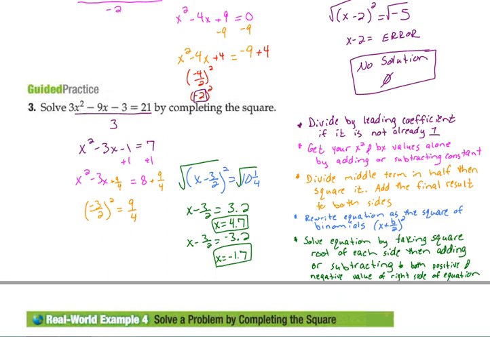Rewrite the equation as the square of a binomial. And then solve by taking the square root of each side, adding and subtracting to both, and remember the positive and the negative value of that right side of the equation. So 95% of the time you should get 2 different answers.